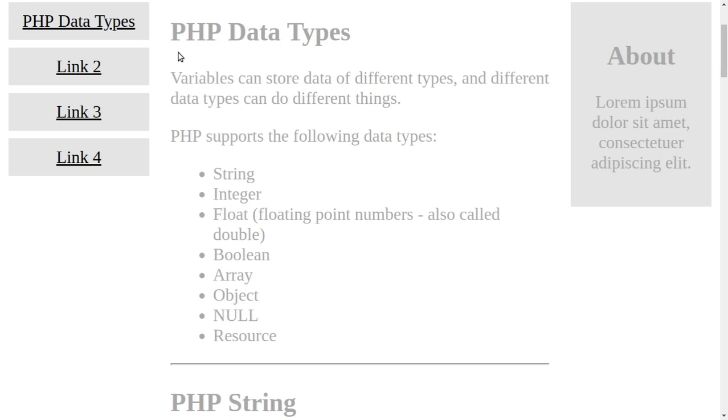Friends, so today we are going to talk about PHP data types. Variables can store data of different types, and different data types can do different things. PHP supports the following data types: string, integer, float (floating point numbers, also called double), Boolean, array, object, null, resource.